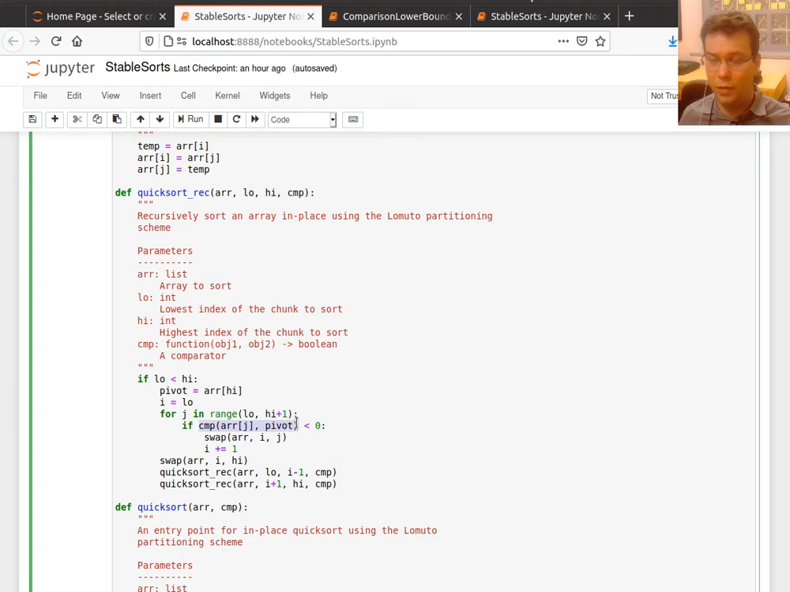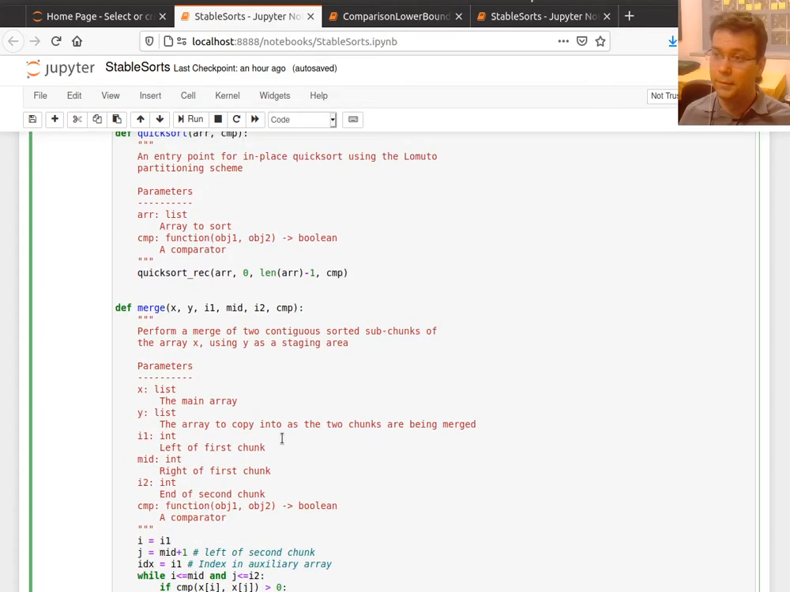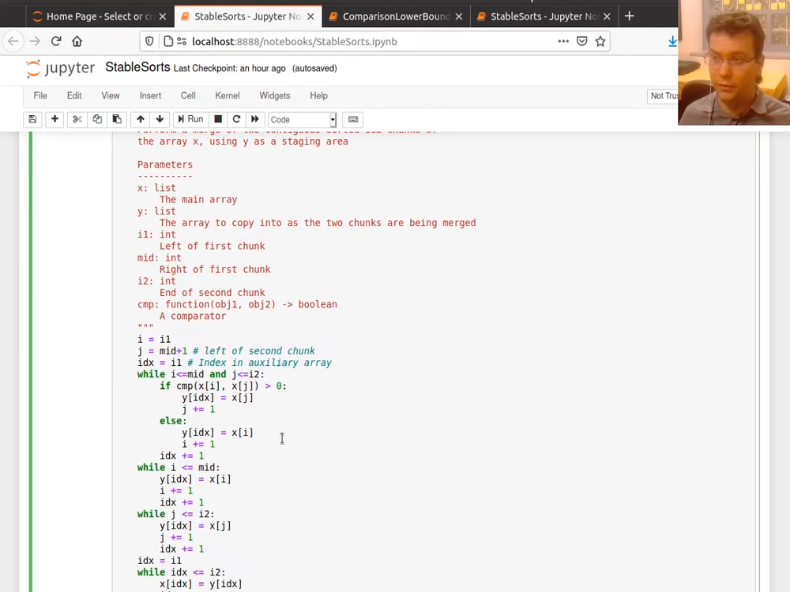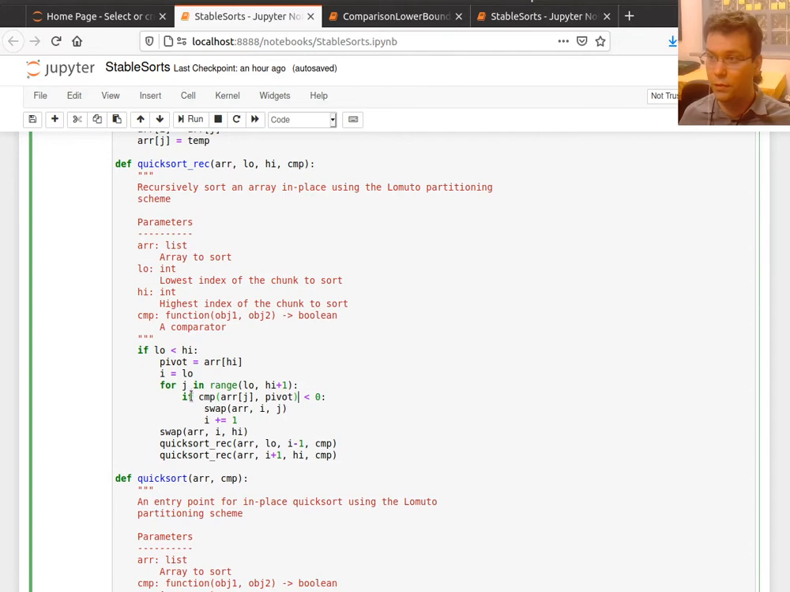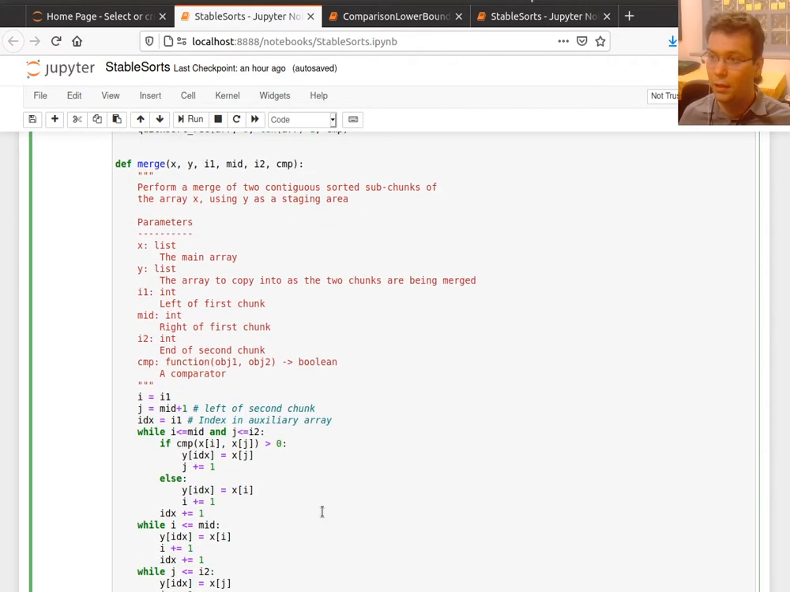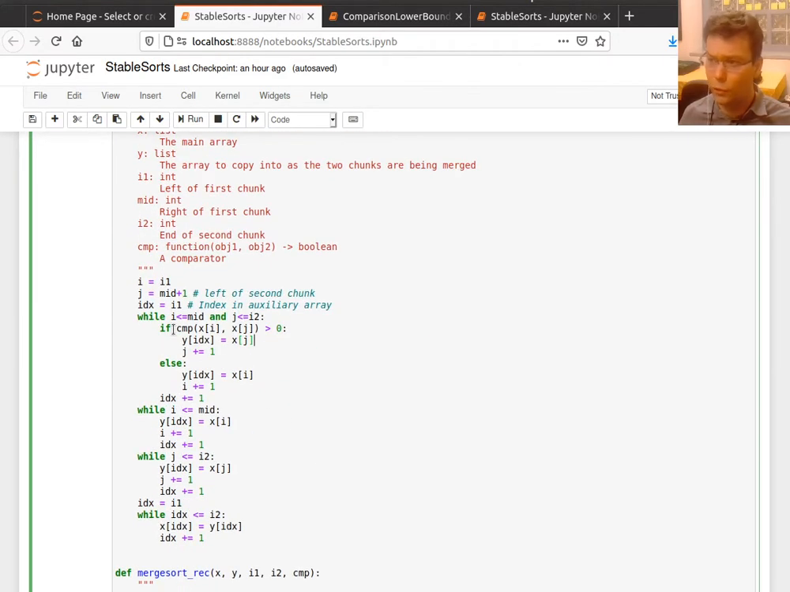So when I do a comparison between two elements, that's the only time I would ever swap something. Okay? That's true of all the algorithms we looked at so far. You can see it here in quicksort when I'm doing this comparison. You can see it here in merge sort when I'm merging things together. That's the only time things get shuffled around.